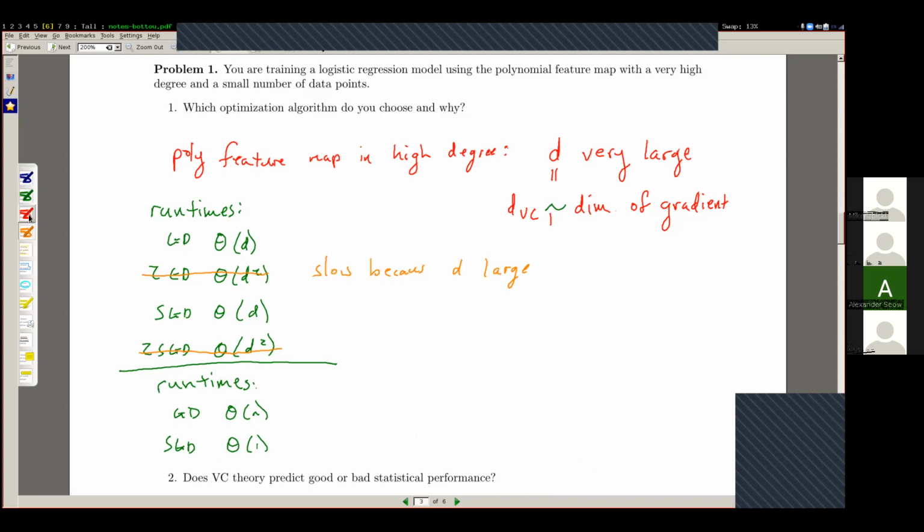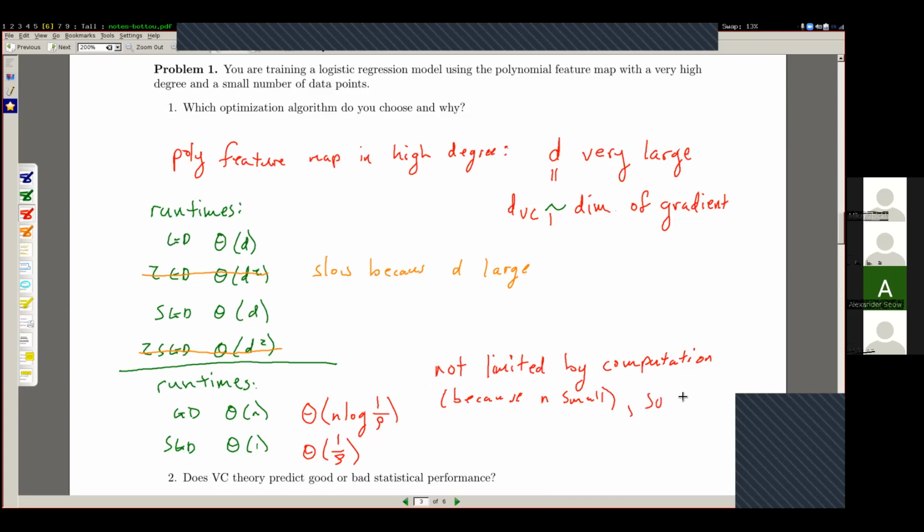But really the best answer here is that since we're not limited by computation at all, since we have a small number of data points, then making this a little more explicit with the runtime of theta of n log 1 over rho, theta of 1 over rho, we may as well make rho go to 0. We're not limited by computation because n is small, so very few data points for us to consider. So we may as well make rho go to 0, and that will imply that I would pick gradient descent for this problem.